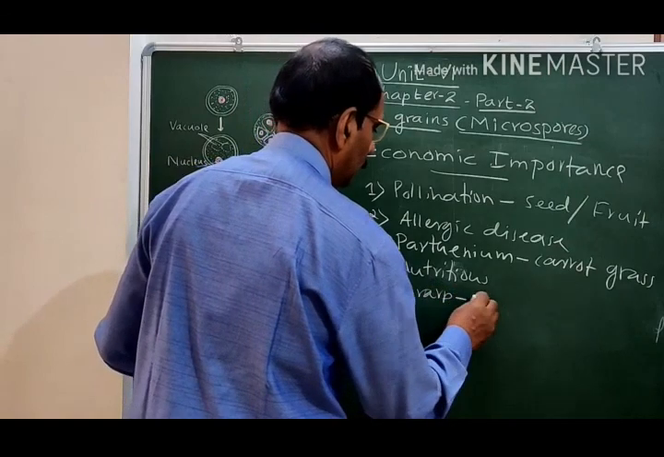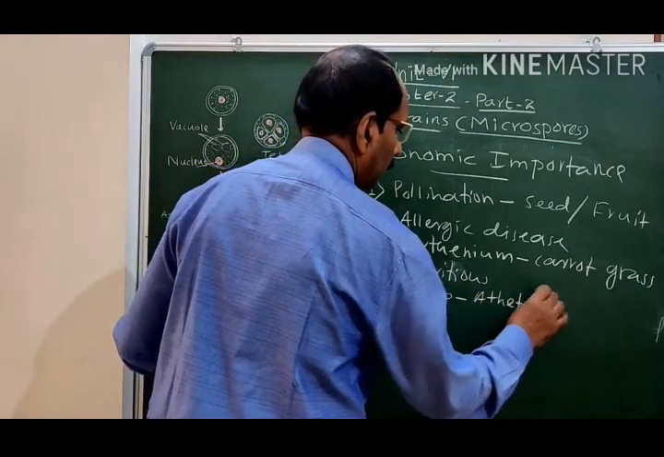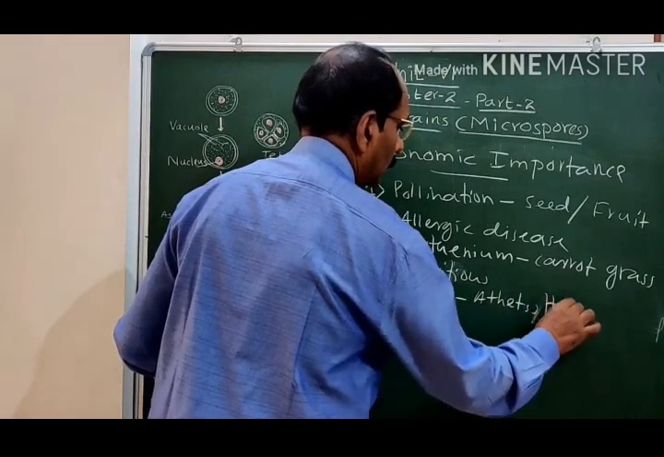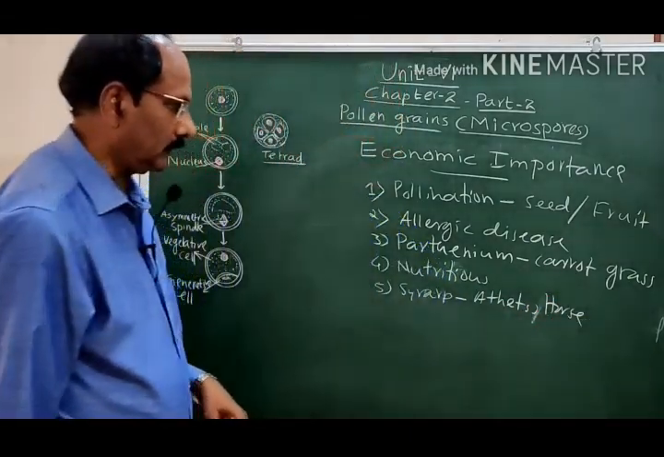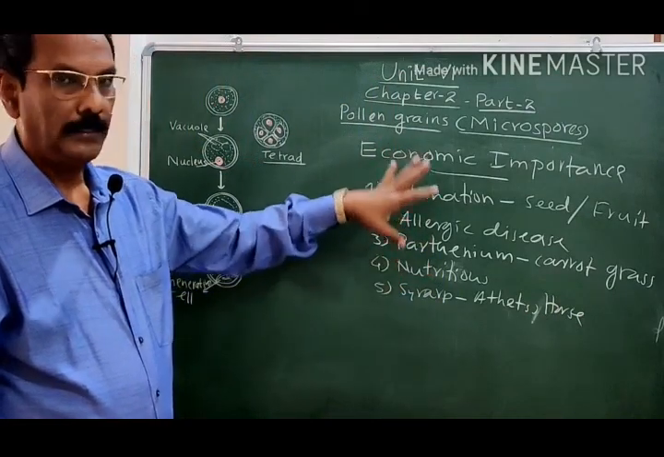It is used for athletes, and even for the horse, it is given for better performance. So that is the economic importance of these pollen grains, or the microspores.